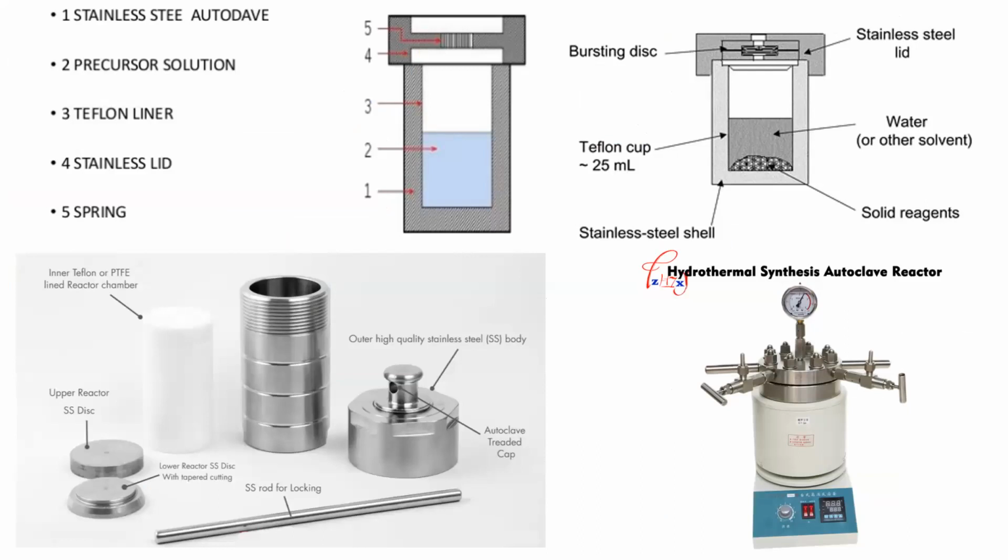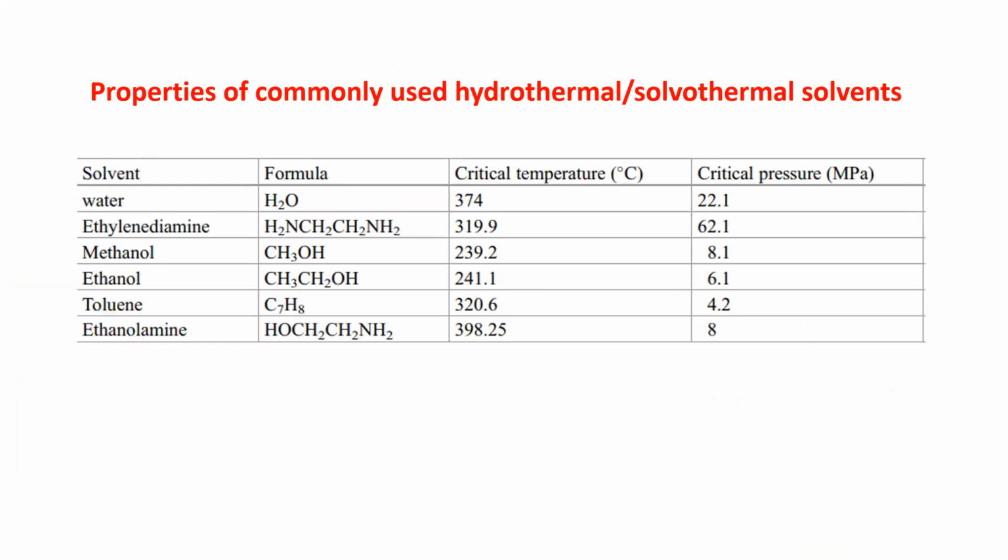Simply, it is a suitable Teflon bomb. We can control pH, pressure, and temperature of this system. If we use water, this system is called a hydrothermal system. It is also possible to use different solvents, for example, ethylenediamine, methanol, ethanol, toluene. You can use different solvents for this Teflon bomb system, and the methodology is generally called the solvothermal methodology.